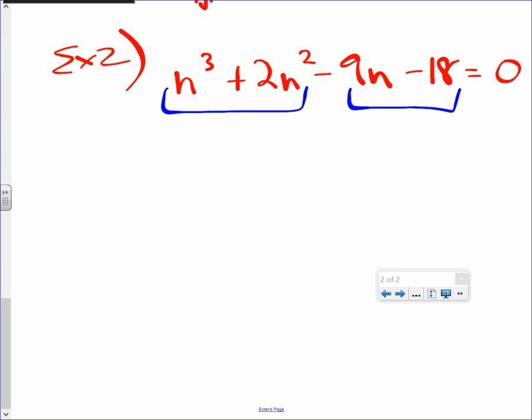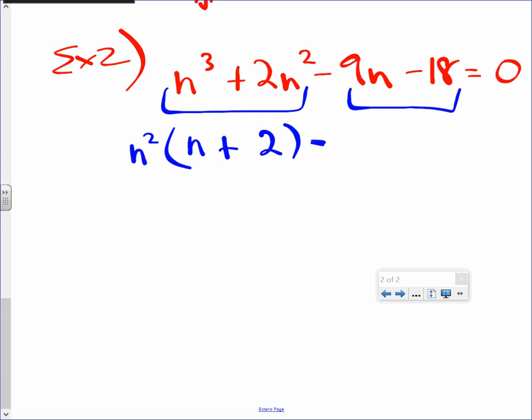GCF from the first group. I want to say the GCF would be n squared. What's left over? We got n plus 2. They bring down the minus. Careful, we got a minus between both groups. Keep that a minus, please. Thank you.